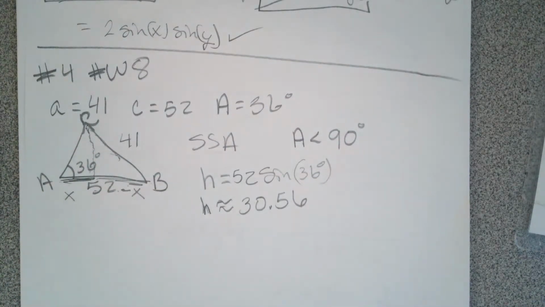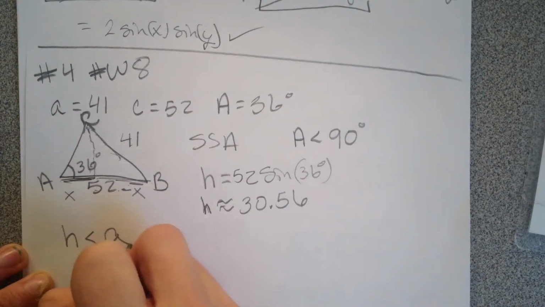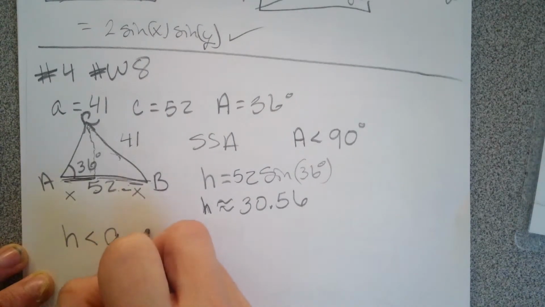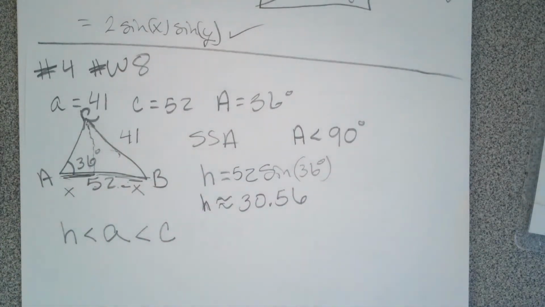So the comparisons have to be made. Corresponding side. What's my corresponding side? 41. Is it smaller than the height? No, it's bigger, right? So my height is smaller than the corresponding side, and that side is smaller than the other side. That's the situation we're dealing with right now. What does that tell me? Two triangles. All right, so let's solve these two triangles.